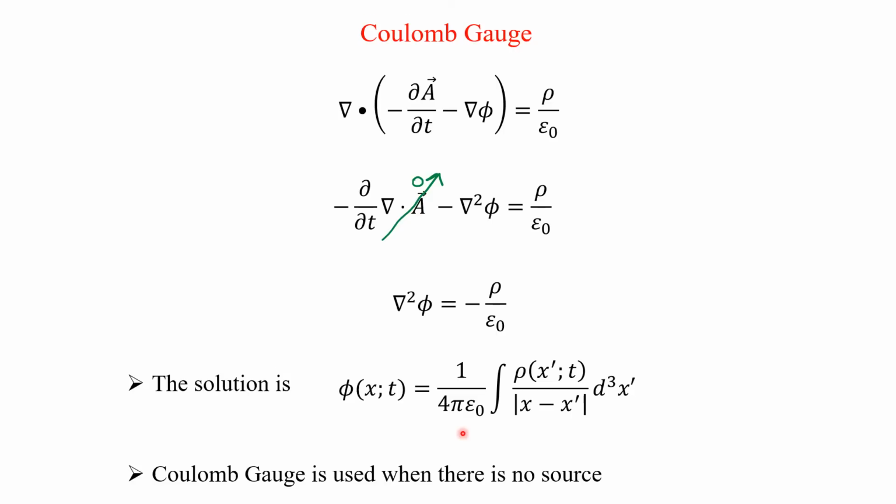Here we came to the conclusion that the vector and scalar potentials are invariant under gauge transformation. That is one of the very important points.